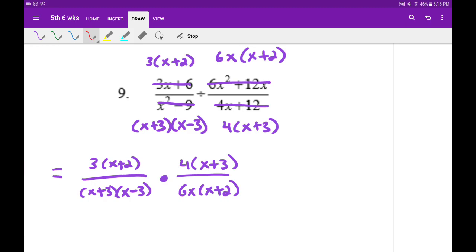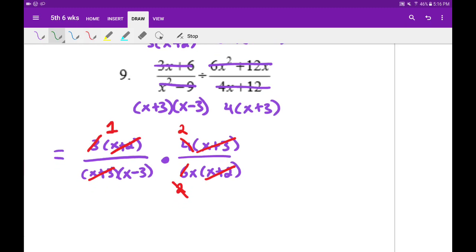Now it's just a multiply problem, so we're going to simplify where we can. A couple of x plus 2's cancel out, and x plus 3 there, x plus 3 there. Let's look at our numbers. 3 and 6 cancel, so 3 goes into 3 once, 3 goes into 6 twice. However, 2 goes into 4, so 2 will cancel, and 2 goes into 4 twice here. Remember, when they all cancel out, there's a 1 here.